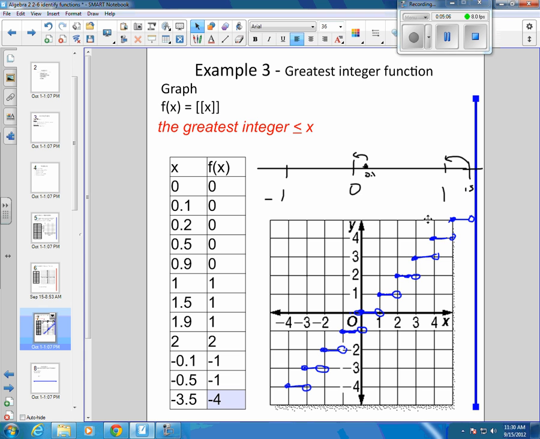And so this is called a step function or a greatest integer function. And so it is in fact a function because I can move my vertical line here, and it does not pass through any more than one point at a time because of this open circle, closed circle that's going on here, right? So it's a function. It looks like steps, so we sometimes call it a step function, but this one in specific is a greatest integer function.